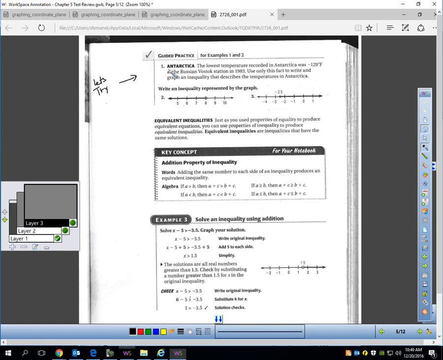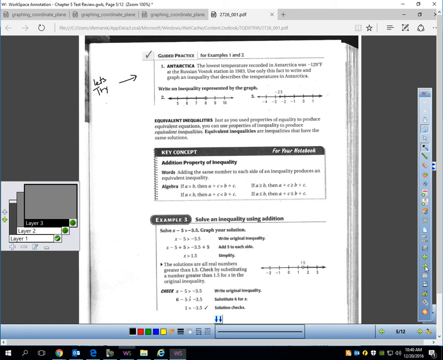Let's try. Now, they have this problem. They try to give you a real-world example. I have a little issue with it, and I'm going to explain why in a minute. The lowest temperature recorded in Antarctica was negative 129 degrees Fahrenheit at the Russian Vostok station in 1983. Use only this fact to write and graph an inequality that describes the temperatures in Antarctica.